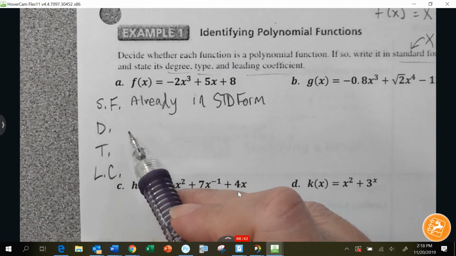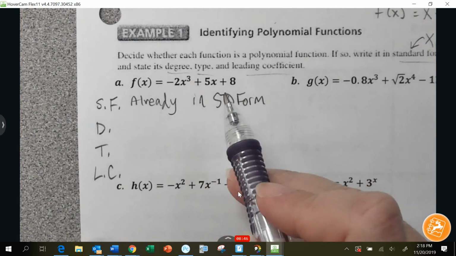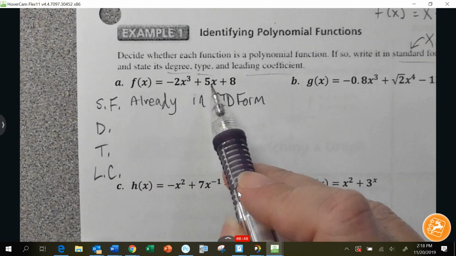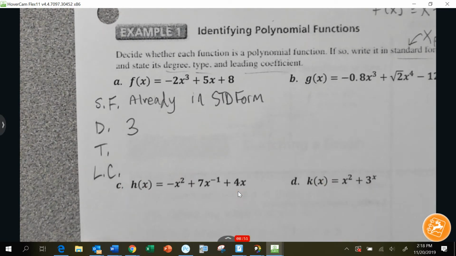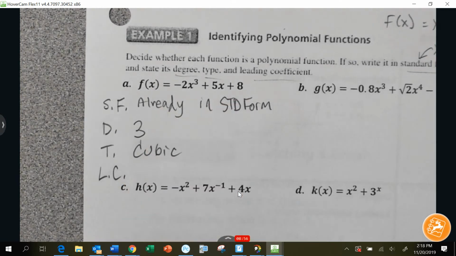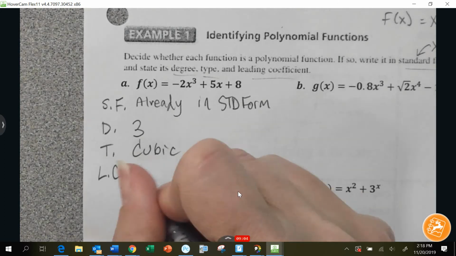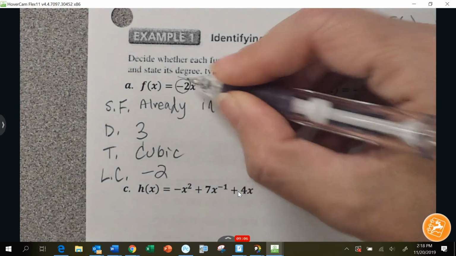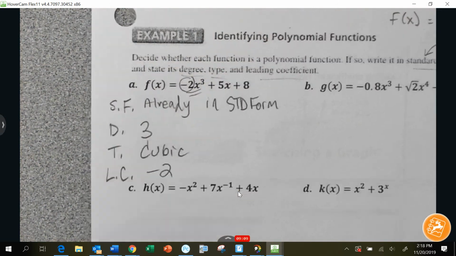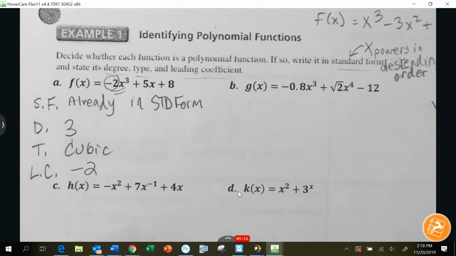Okay, so it's already in standard form. D is degree. The degree is the highest amount of x's in any of the separate terms. So that means it's what type? Cubic. And then the leading coefficient, do you know what it is? It is -2. The leading coefficient is whatever the number is that leads that first term. All right, question B. Wait, is that it? Yeah, that's all there is.